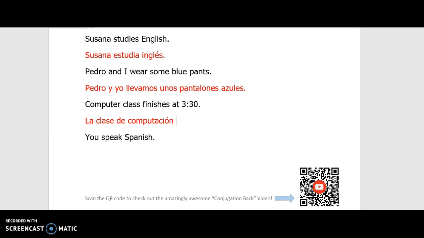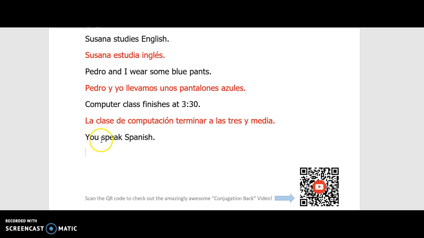Okay, finishes. The verb is terminar. At. A las. So instead of son las, we're going to do a las for at. 3:30. Done.